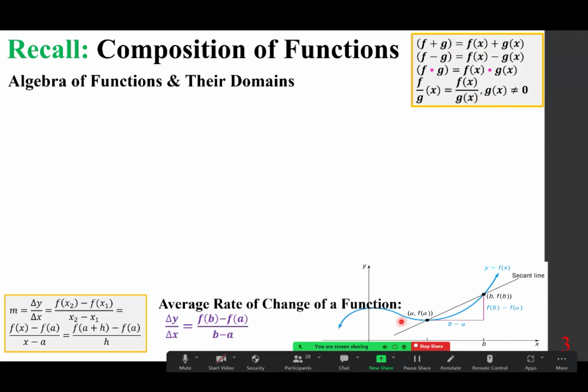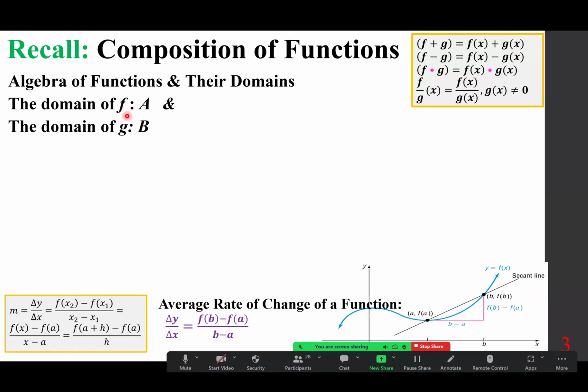When we look at this graph, we should recognize that if you have 2 points of a graph connected, it creates a line known as a secant line. And as long as you have 2 points, you can calculate the slope, whether you use f of b minus f of a over b minus a, or f of x minus f of a over x minus a by calling this x, or f of a plus h minus f of a over h by letting this be a and this distance h. They all refer to the same thing.